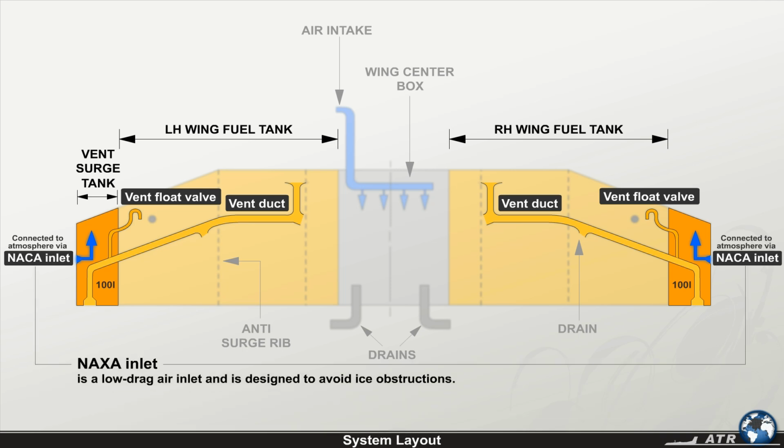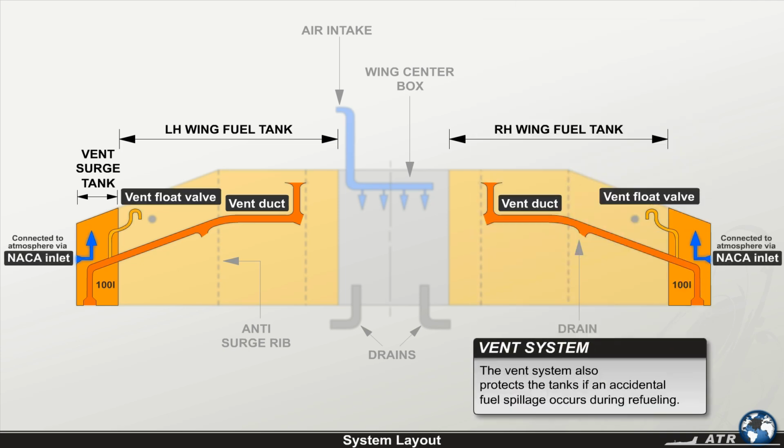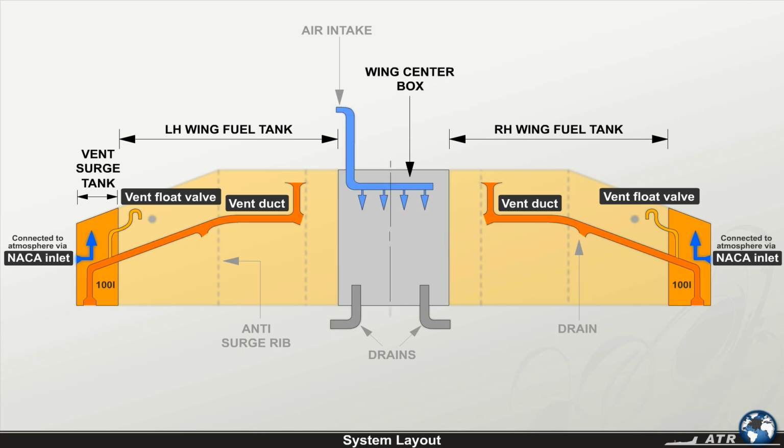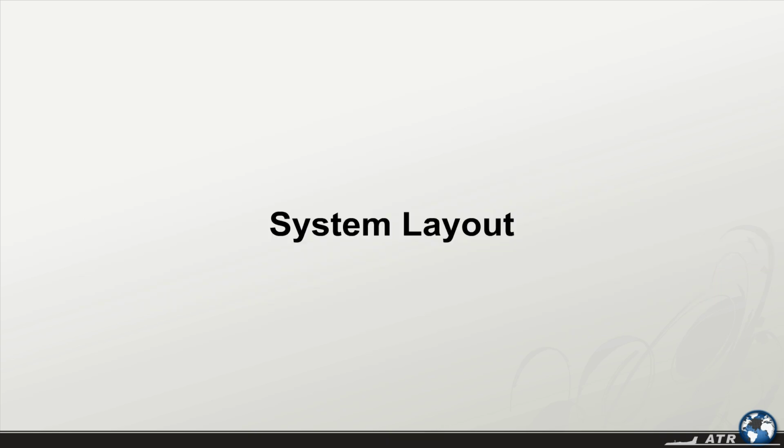The NACA inlet is a low-drag air inlet designed to avoid ice obstructions. Any fuel entering the surge tank is collected and directed back to the wing tank via the vent duct. The vent system also protects the tanks in case an accidental fuel spillage occurs during refueling. The wing center box over the fuselage is not used for fuel storage. It shelters 2 fuel pipes for engine crossfeed and tanks refueling. The box is vented and drained to prevent fuel vapor concentration.